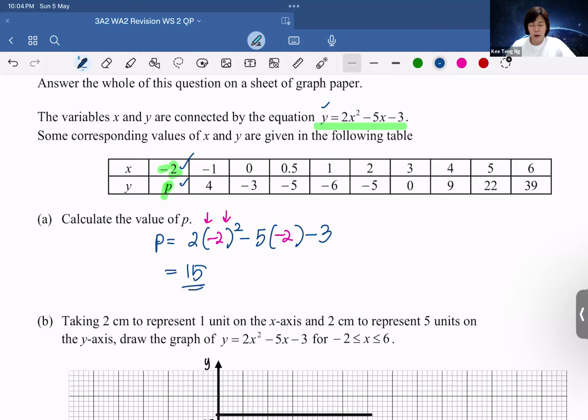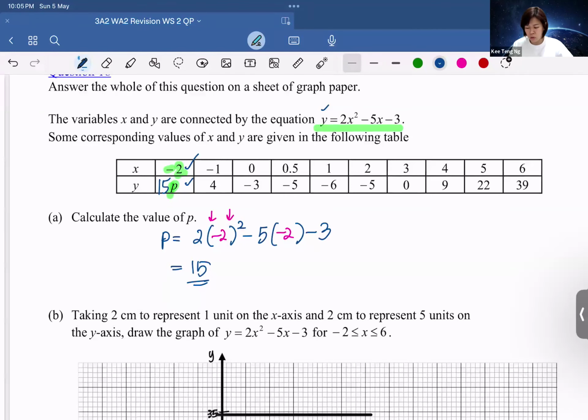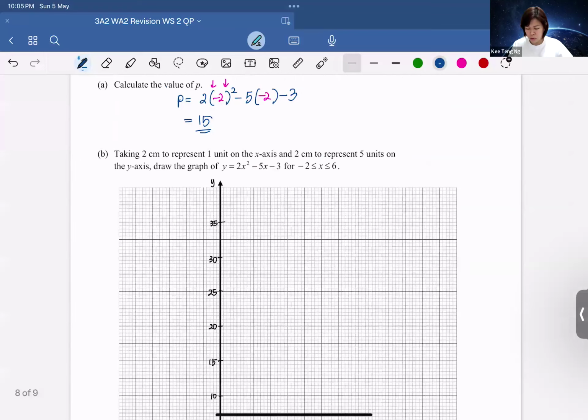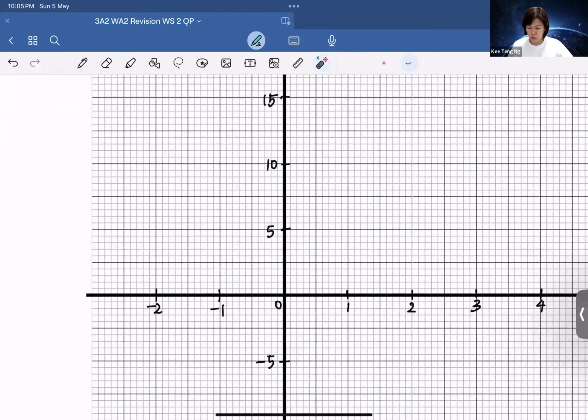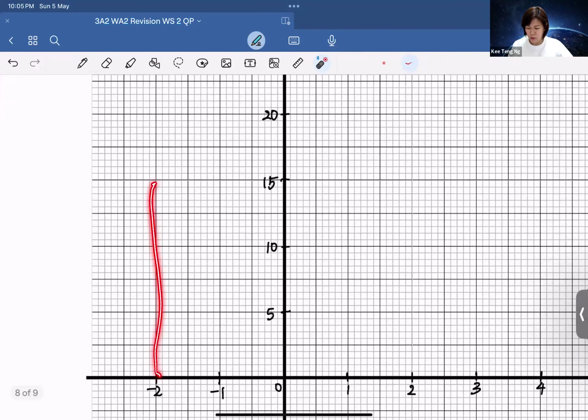Have you gotten the correct answer? Now they want me to draw the graph onto this, so I'm going to plot this. The first pair that we have is -2, now with the number changed to 15. So -2 over here, then go up all the way to 15. So this point over here. Mark a cross.